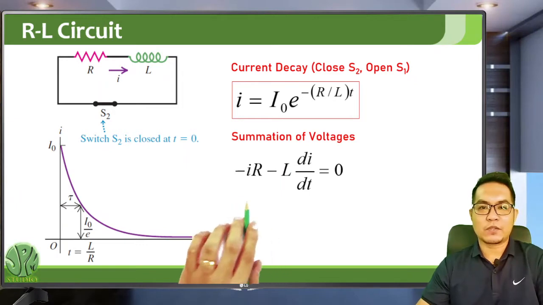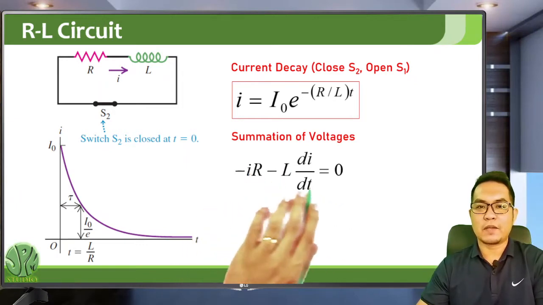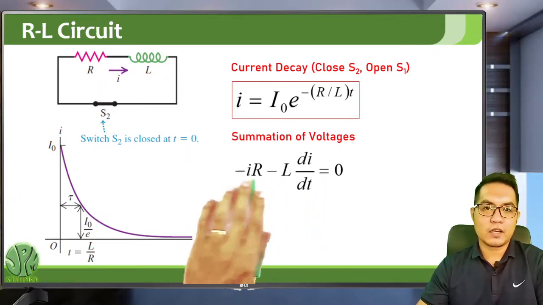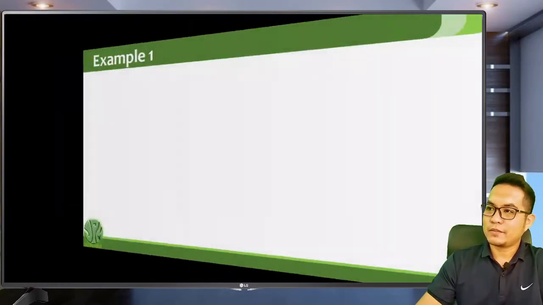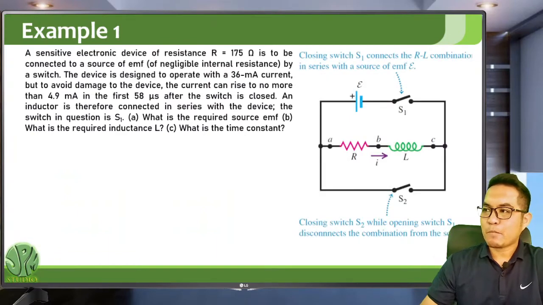And using Kirchhoff's rule, since there are only two circuit elements, this is the summation of voltages. Okay, so let's have an example.